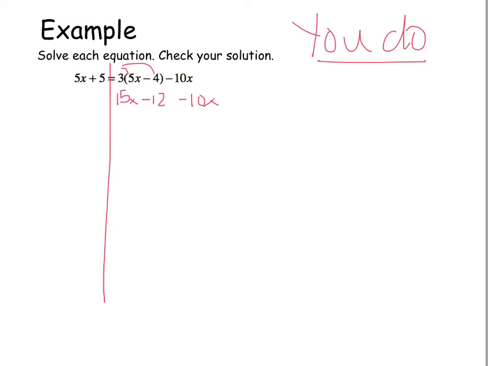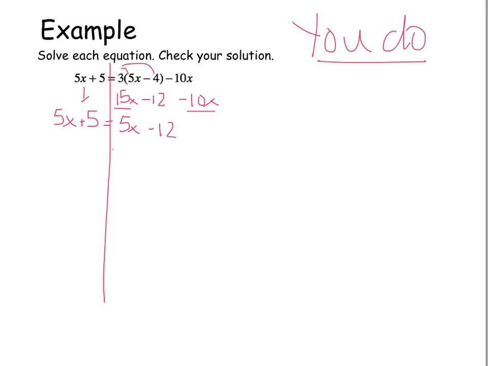Now, still looking at this right side, I can simplify even further. So I have this 15x and this negative 10x. So I'm going to combine those into 1, and 15x minus 10x is a positive 5x minus 12. Okay, so the right side is all the way simplified. I'm going to drop this left side down here so I can look at this, 5x plus 5.